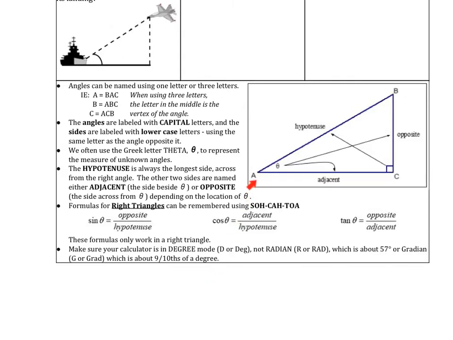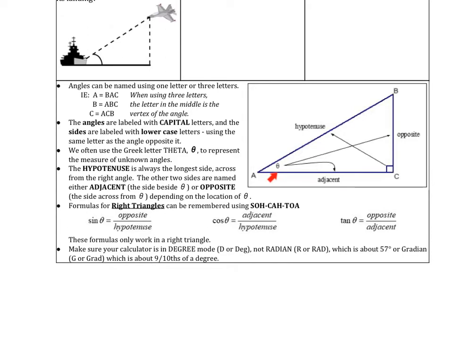The vertices, or the corners of a triangle, are labeled with capital letters. And one of the angles in a right triangle is a right angle, and then there are two other angles. One of these two angles will be what is called a reference angle, and it's usually used by the Greek letter theta, which is here. We often use the Greek letter theta to represent unknown angles, but it doesn't have to be. This could be called angle A as well.